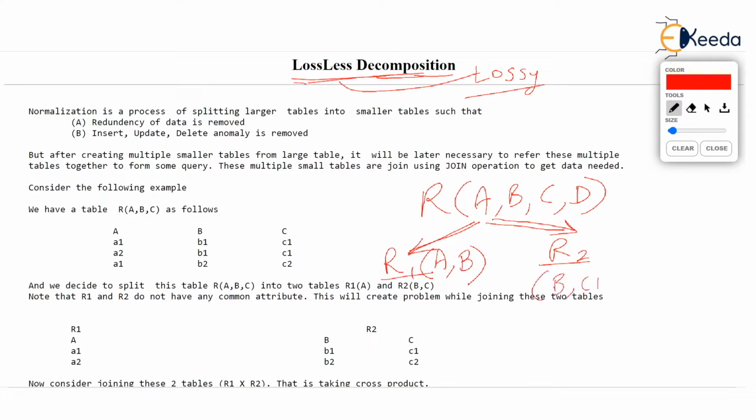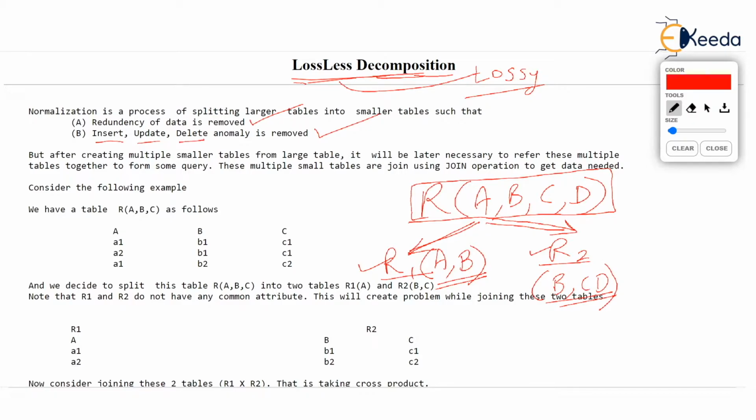So instead of having one table of four attributes, now we are having two tables, R1 and R2. One table has just two attributes, A and B, and the other table has three attributes. Hence, a larger table is split into smaller ones. And why do you do this? This is the normalization process that we do to remove the redundancy of the data and to remove the anomalies that occur, like insert anomaly, update anomaly, and delete anomaly, that were learned in the first few videos of the normalization chapter.